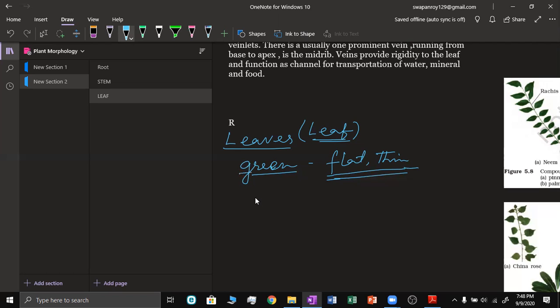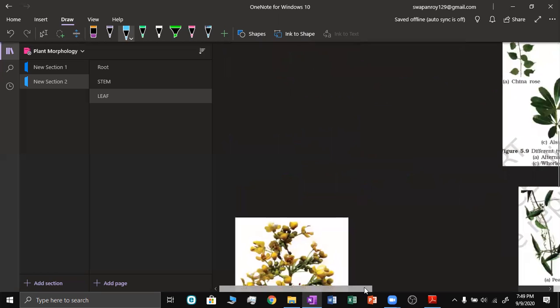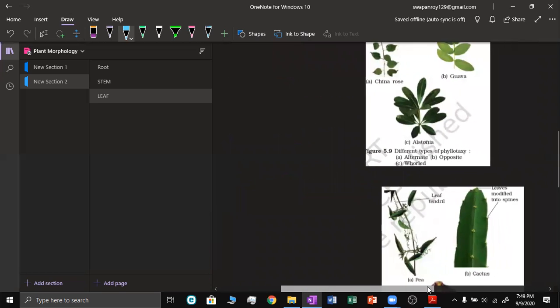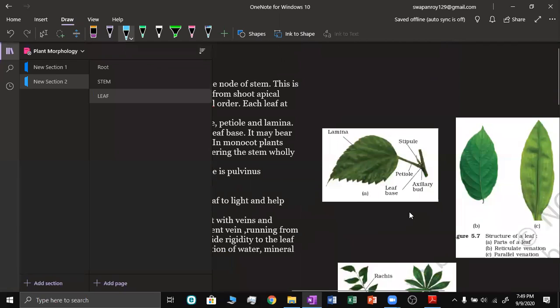So these are flat green photosynthesizing organs. And in identifying the plant, with the leaf we don't have any problem. Okay, here you can see one of the stems. This is a cactus, the Phylloclade I told you about.